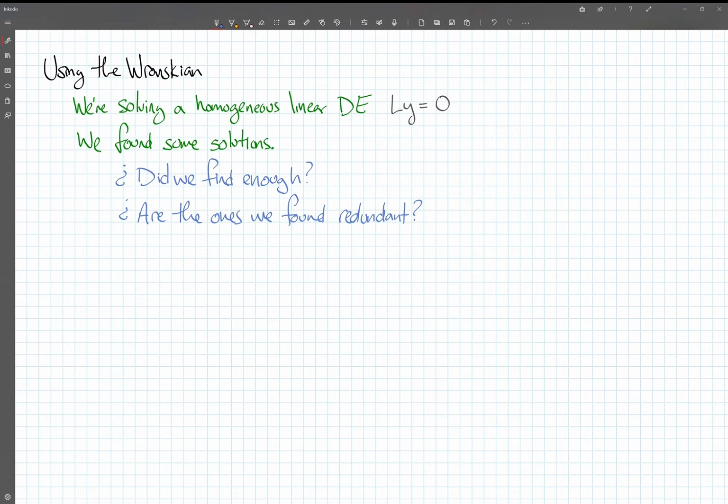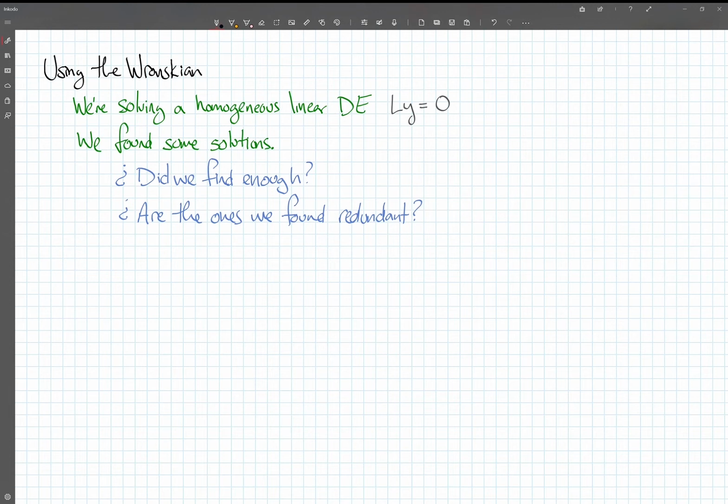Do we have a spanning set for the entire solution set? Are they linearly independent? If we have 3, but we only really needed 2, then maybe we can express one as a linear combination of the others, and we don't really need it. So those are the two questions that we have. And what I want to talk about in this video is how to use the Wronskian to answer that question.